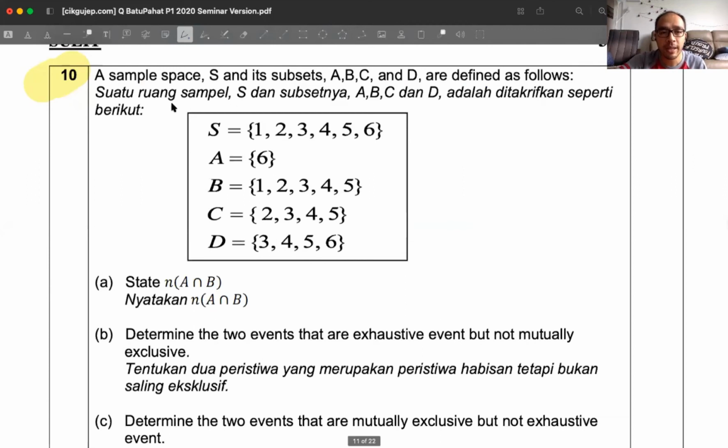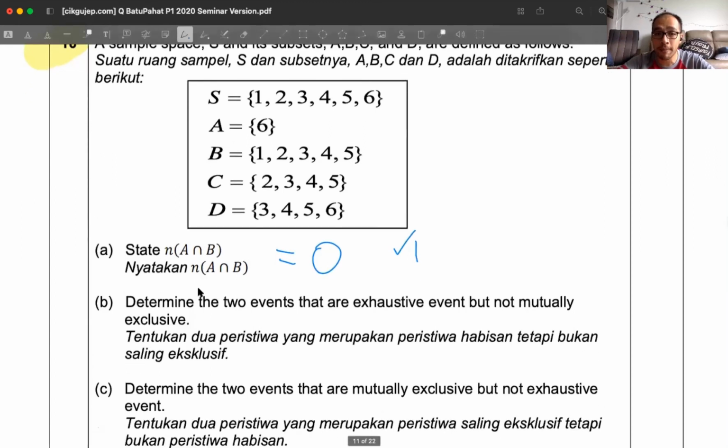So the sample space is given as 1, 2, 3, 4, 5, 6. Then the subsets are A, B, C, D like this. State the number of A intersect B. So A and B, 6 and 1, 2, 3, 4, 5. Is there anything that is the same? There's nothing that is the same. So the answer is 0, because A intersect B has nothing the same over here. So the number is 0. 1 mark. Again, it requires you to understand the concept.